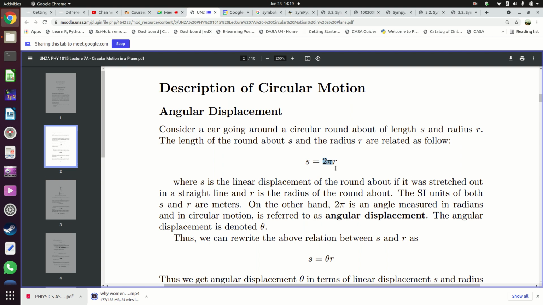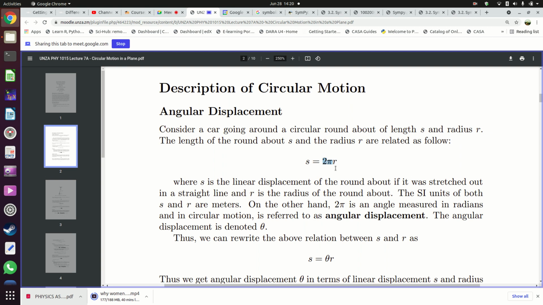Have we seen the 2 pi? Yes, sir. This 2 pi is what is referred to as angular distance. And this angular distance is an angle. If you still remember some of your mathematics, 2 pi is actually equal to 360 degrees. So 2 pi is an angle.